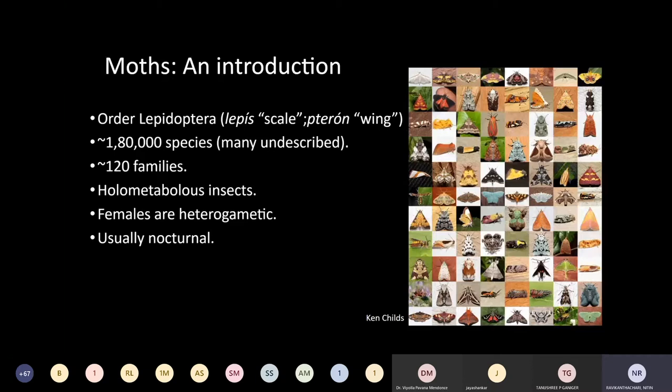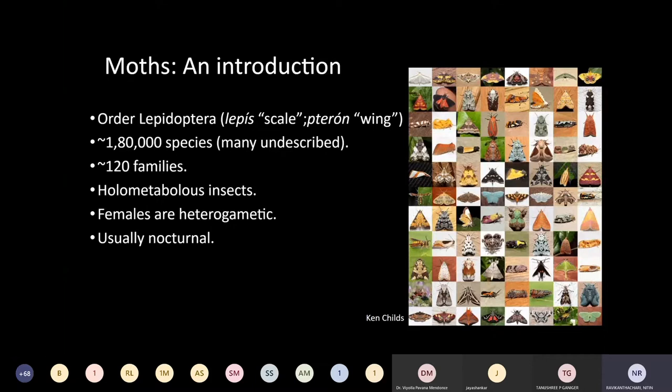Whereas moths have larval stages, 5 larval stages, then they have a cocoon stage, and then they emerge out as adults. That's why it is known as holometabolous. And females are heterochromatic in moths. That means females have X and Y chromosomes, whereas in humans, it's males who have X and Y chromosomes. And most moths are usually nocturnal, but many of them are diurnal or even crepuscular. And I'll talk about these in detail in the coming slides.